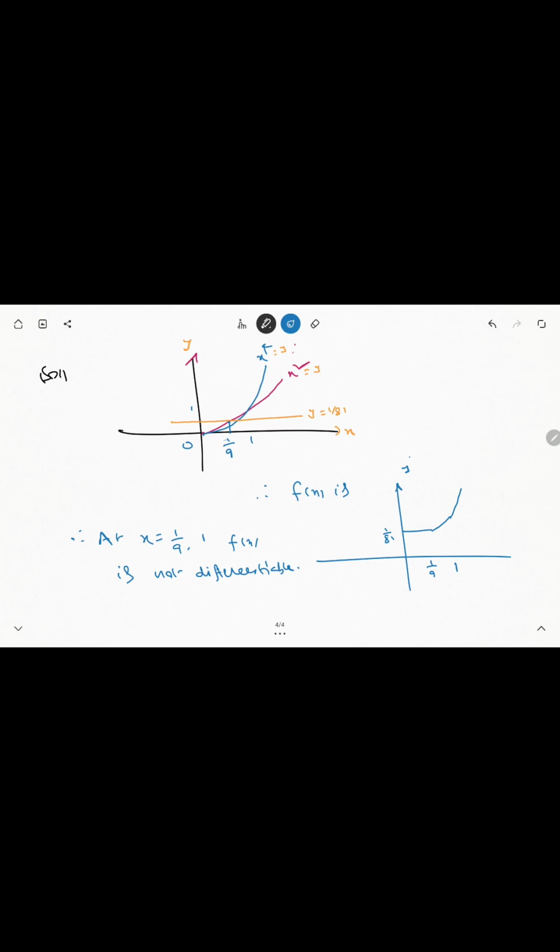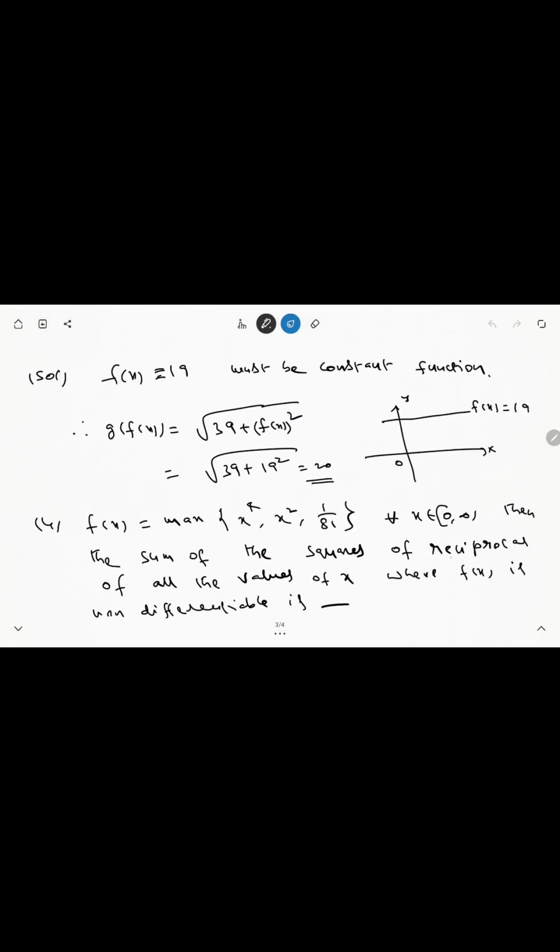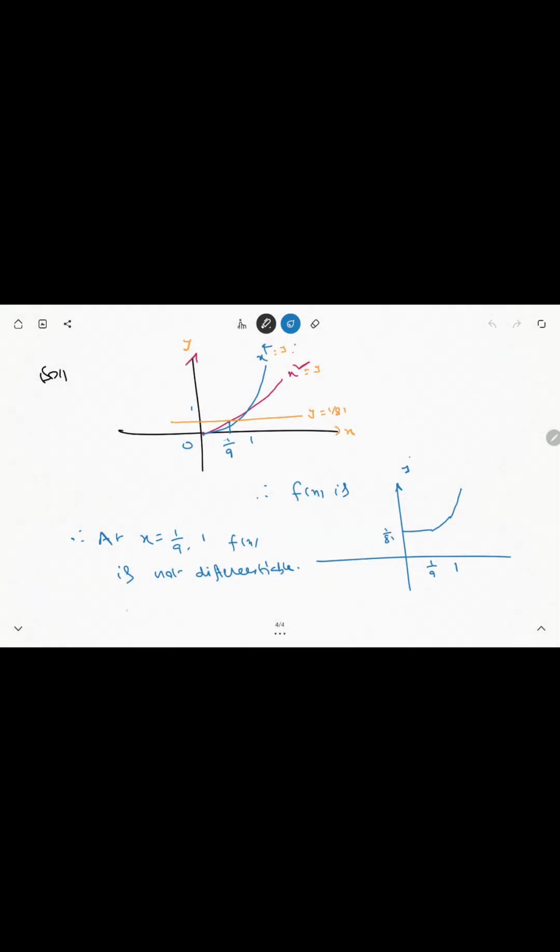But what is the question here? The sum of the squares of the reciprocals of all the values of x. So the required sum is equal to 9 square, because reciprocal, plus 1 square, which is equal to 82. That is the correct answer. Understood? Any doubts, ask me afterwards.